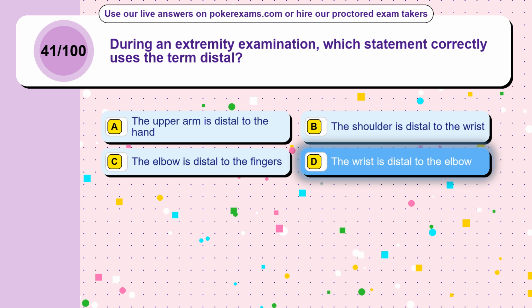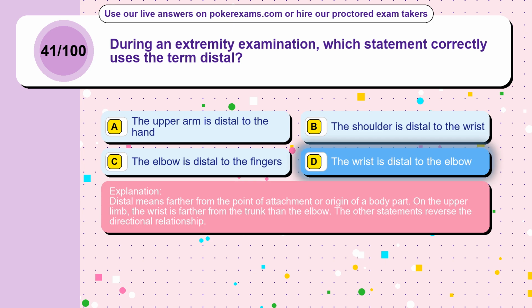The wrist is distal to the elbow. Distal means farther from the point of attachment or origin of a body part.